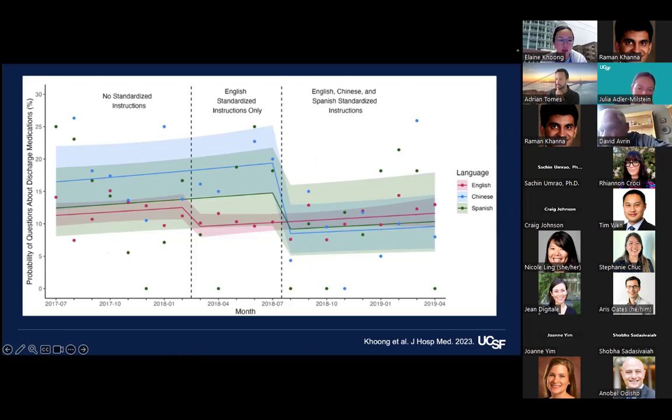And what we found is, you can see before the intervention, the Chinese speakers had a higher probability of having questions about their discharge medications. But after we rolled those instructions out, it closed that gap between our three language groups. So this was a relatively easy intervention to implement that was meaningful in helping to address disparities for a group that was having challenges with written communication.